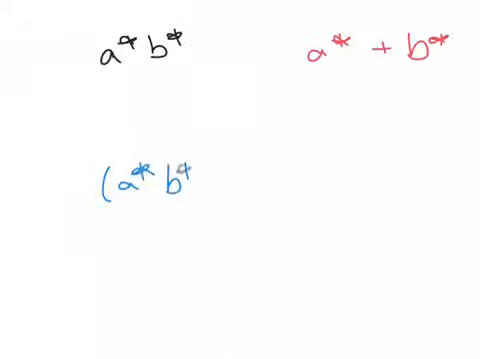Okay, so let's just look at a few different regular expressions that look very similar and make sure we can tell the difference. So here's one, A star, B star. Here's another, A star plus B star. Here's a third one, which is A star, B star, the whole quantity starred. And here's the last one, which is A star plus B star, and that whole thing starred.